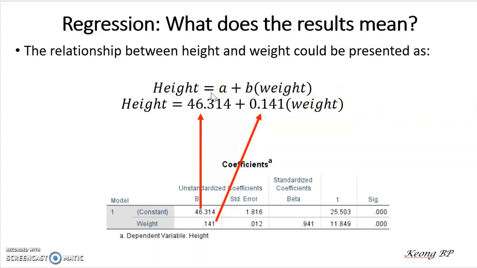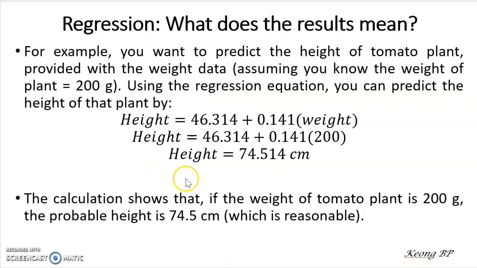And the question you might ask is, what is the usage of this linear regression equation? For example, you have the data of the weight of the plant. For instance, the weight of the plant is 200 grams, and you want to predict the height of the tomato. You can predict the height of the tomato using the linear regression equation that you have generated just now. The height equals 46.3 plus 0.14 times the weight.